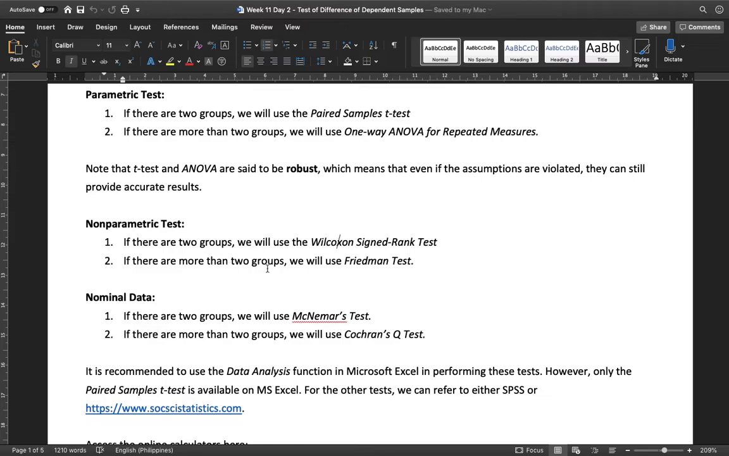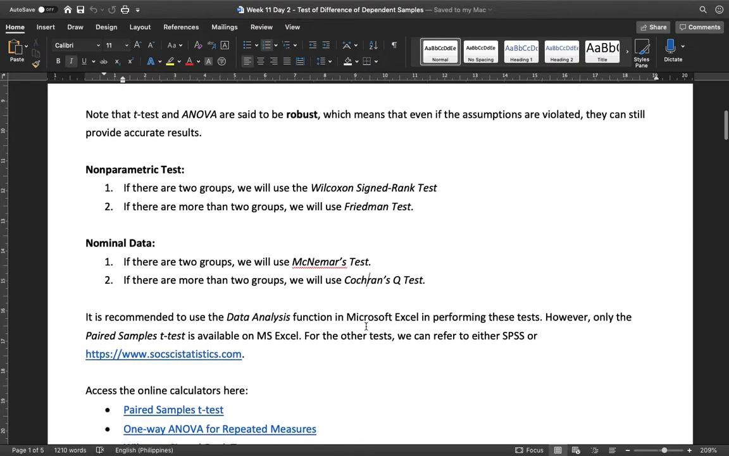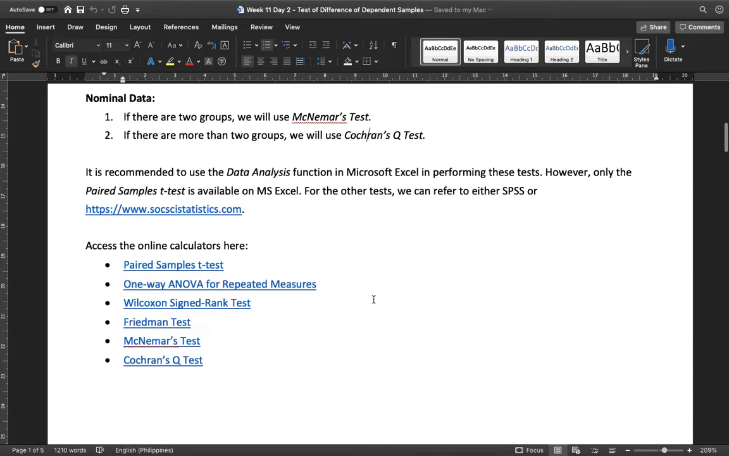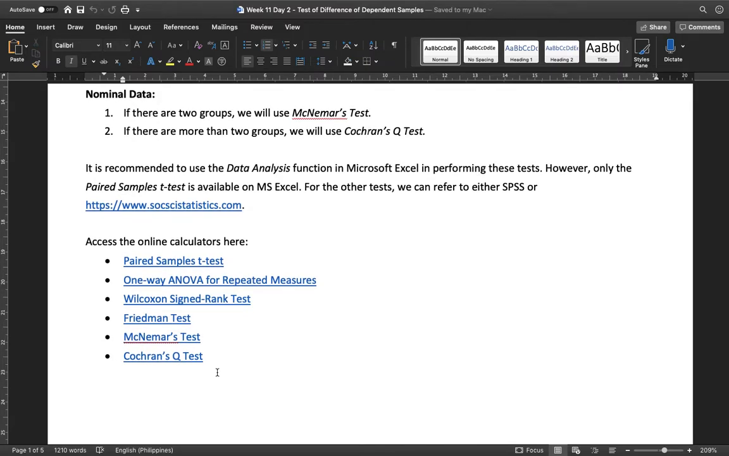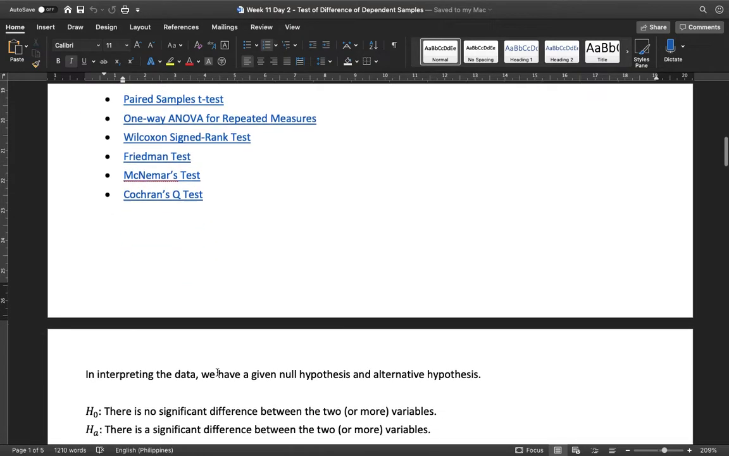Kapag more than two groups, ang ginagamit ay Friedman test. Kapag nominal, two groups, McNemar's test. More than two groups, Cochran's Q test. And we have online calculators here. Press nyo lang, bigay ko naman sa inyo yung document na to. I-click lang para lumabas yung calculator. Okay? And input mo lang yung scores. Then the calculator will interpret for you. Mabilis na kagad, di ba?